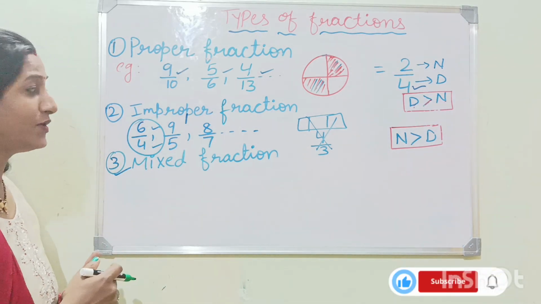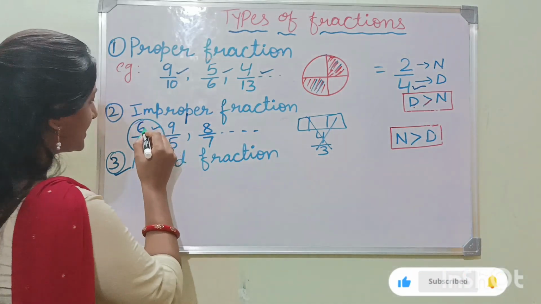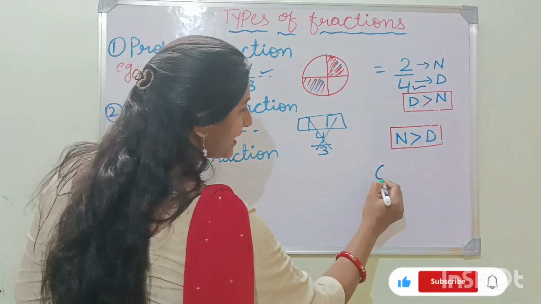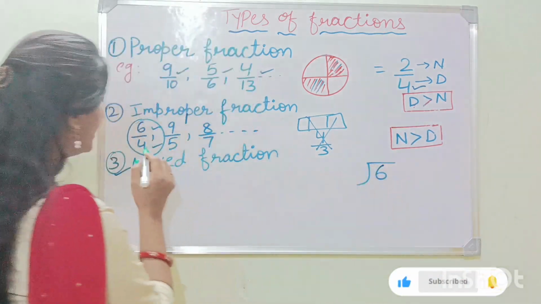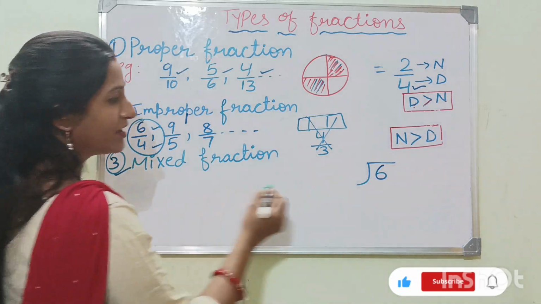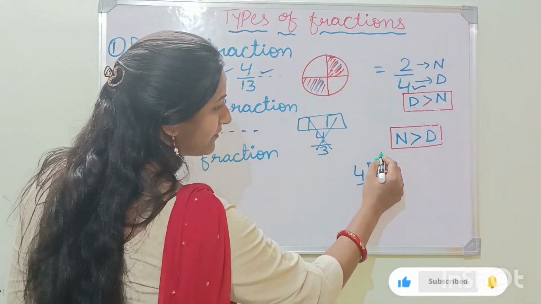So how to convert into a mixed fraction? This 6 by 4, we will divide 6 by 4. 6 divided by 4. So here, 4 ones are 4. How many times?